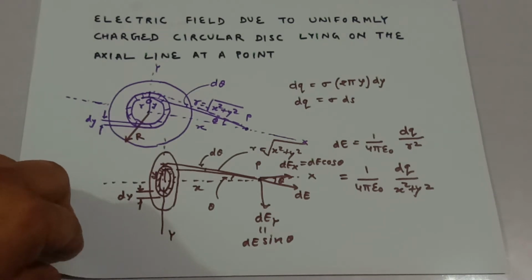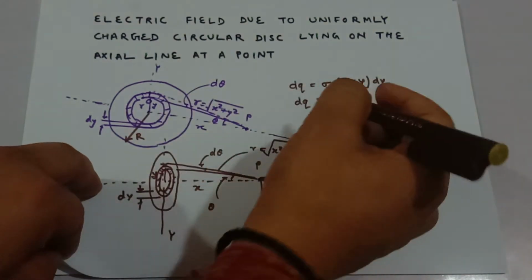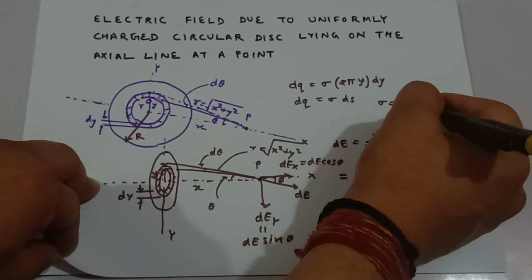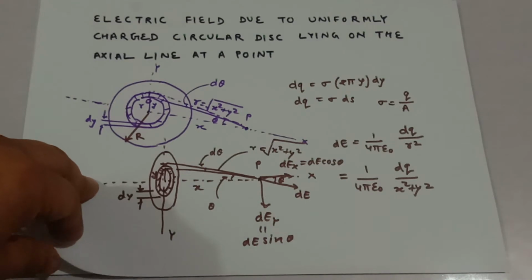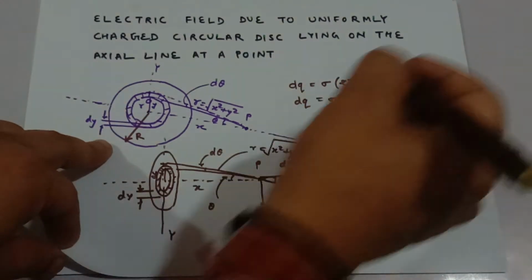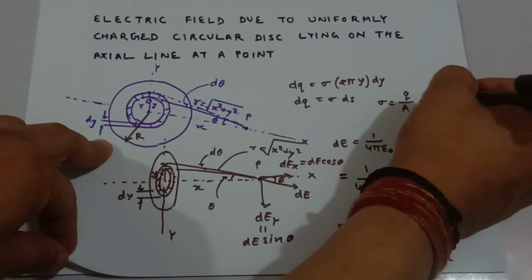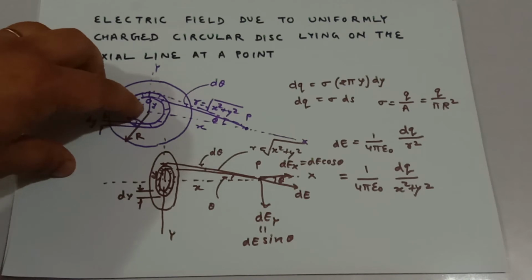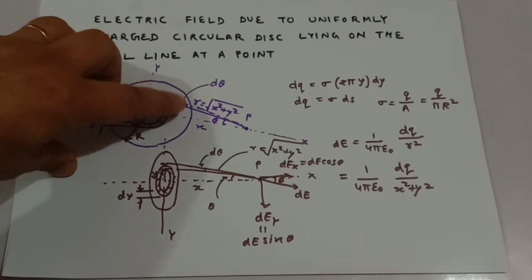Okay, so the surface charge density would be total charge, which is Q, divided by total area, which is the area of the particular disk, which is pi r square. So you can write this as Q divided by pi into capital R square, because we have considered that the radius of this particular disk is capital R.